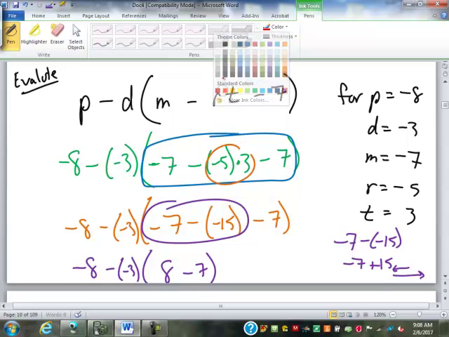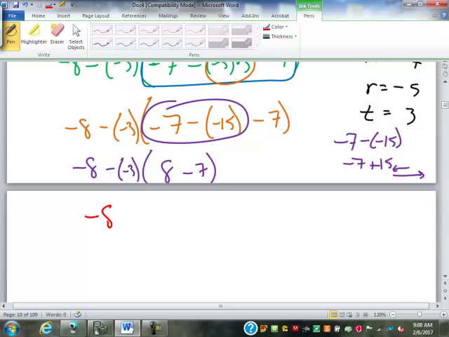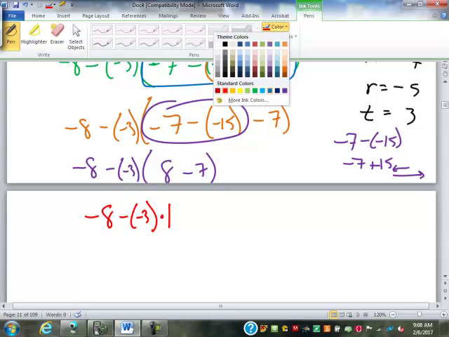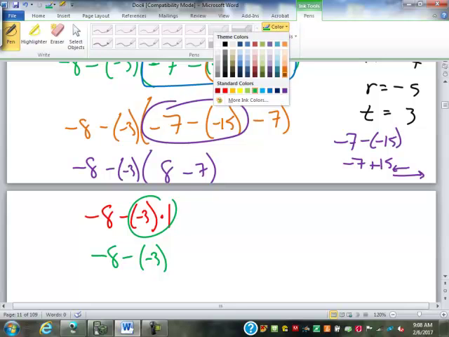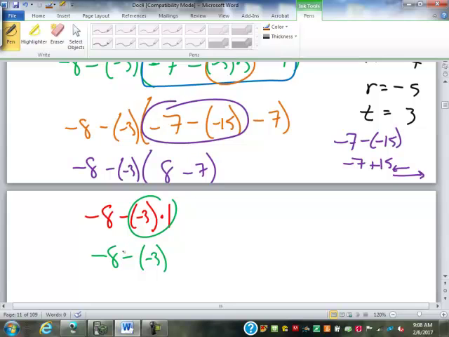Then what? 8 minus 7 is 1. I've reduced that to a single number, so I don't need the parentheses anymore, so it's just times 1. And then -3 times 1, which is just -3. And finally, -8 minus a -3 becomes -8 plus a positive 3, which is -5.